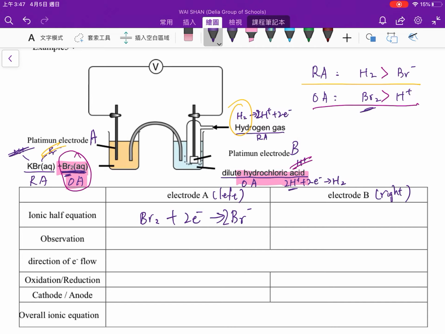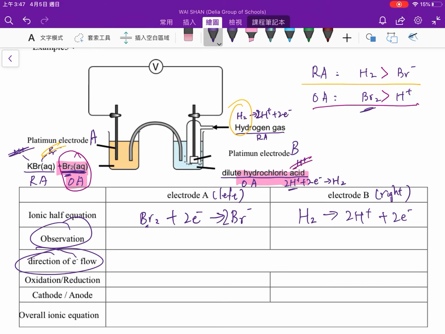And for the right hand side, hydrogen gas will be dominant, and it will take control. It will take the role of reducing agent, like on the left hand side, bromine will take the role of oxidizing agent. So I think you can deduce the observation and direction of electron flow. I can tell you earlier, at electrode B, hydrogen gas will change to hydrogen ion.